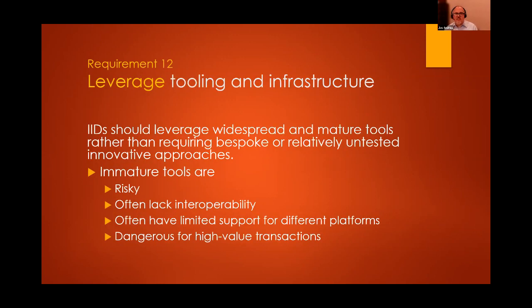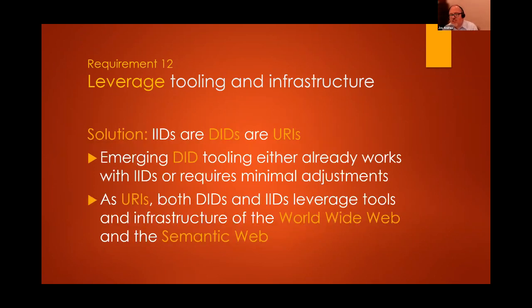And the last affirmative requirement is that we wanted to leverage existing tooling and infrastructure. New tools based on proprietary new approaches can be quite problematic to work with. So we wanted to leverage mature tools as much as possible to reduce risk, to increase interoperability, to support as many platforms as possible, and to actually have the reliability to trust this platform for high value transactions. Mostly, we're leveraging the fact that IIDs are DIDs and those are URIs. DIDs are new, so it's maybe a little bit aggressive to claim that we're getting mature DID tooling, but we do get to use existing DID tooling. So that is a leg up. And both DIDs and IIDs as URIs leverage tools and infrastructure of the entire World Wide Web and the semantic web.